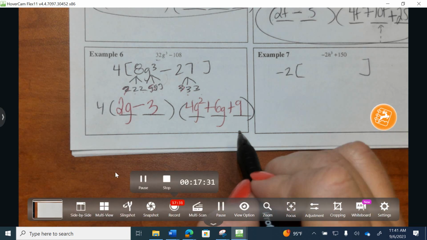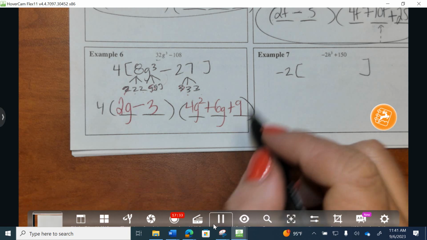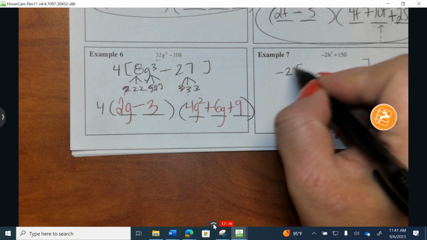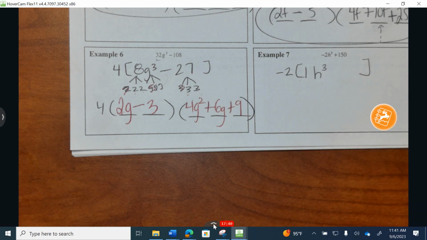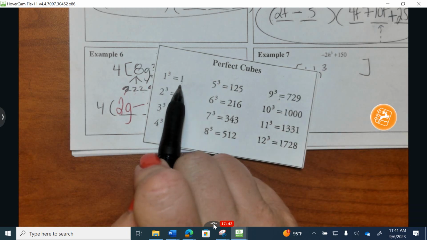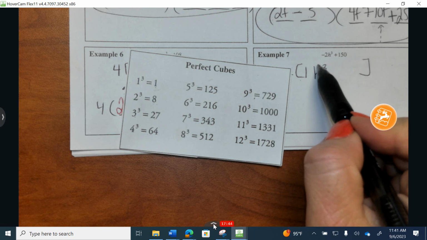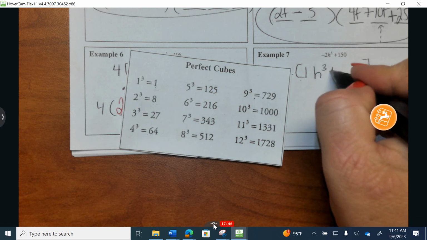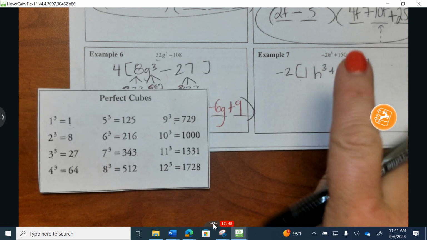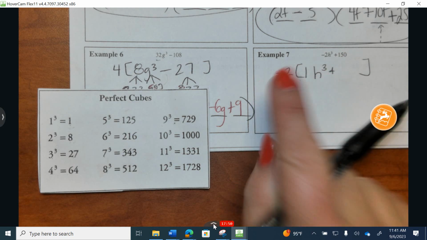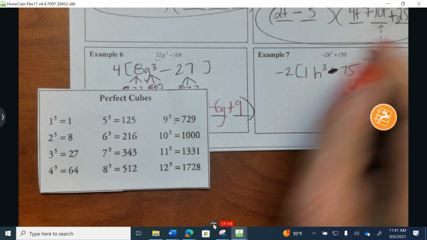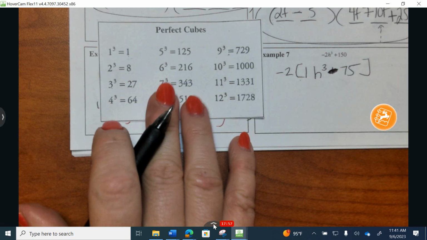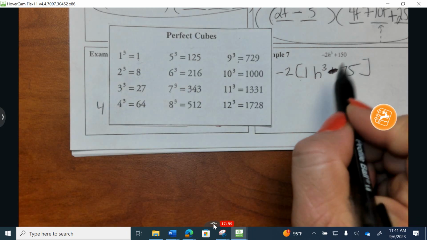I'm going to factor out a -2 in example number 7. So if I take -2 and divide it by -2 and I get a 1, awesome, because 1 is on the perfect cube list. I can divide this number by 3, great. It doesn't matter if it's addition or subtraction. When I take 75 and divide it by -2, I end up with a -75.